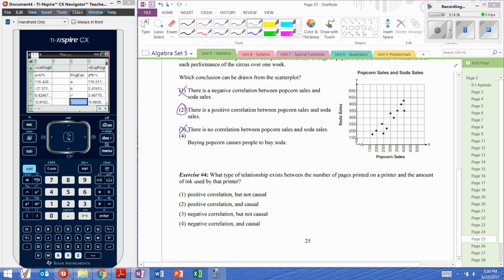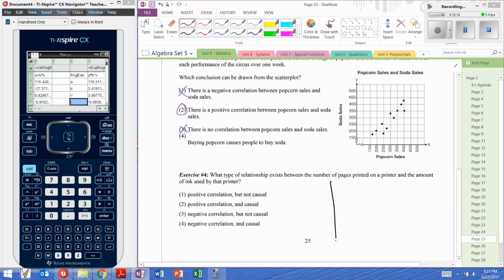We don't know. All right, number 4, what type of relationship exists between the number of pages printed on a printer and the amount of ink used by that printer? So what will happen? The more ink that's used, what will happen? Actually, hang on, let me read this one more time. I'm backing it up. Okay, you know what? Scratch this idea. I'm going to graph this.